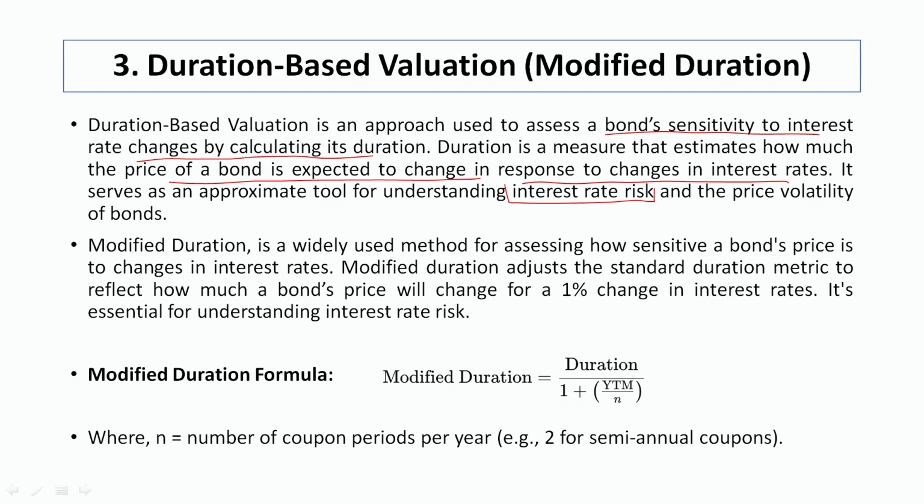So, modified duration is a widely used method for assessing how sensitive a bond's price is to the changes in the interest rate during the period for which the bond is issued in the market. So, modified duration adjusts the standard duration metric to reflect how much a bond's price will change for 1% change in the interest rate. It is calculated with the formula duration divided by 1 plus YTM divided by n. So, we know n is the number of periods. If it is semi-annual, it becomes 2 and otherwise it is 1.